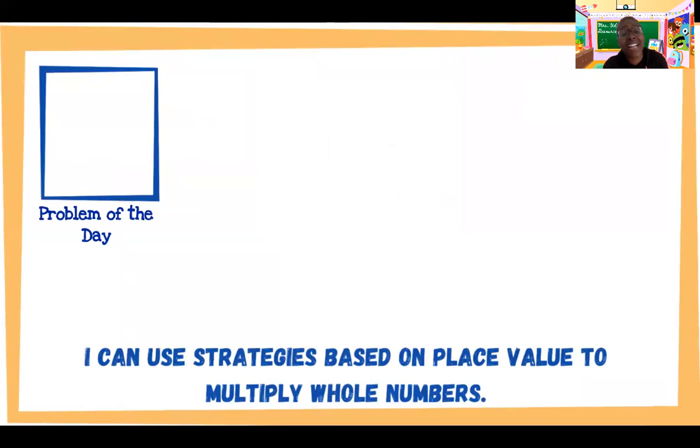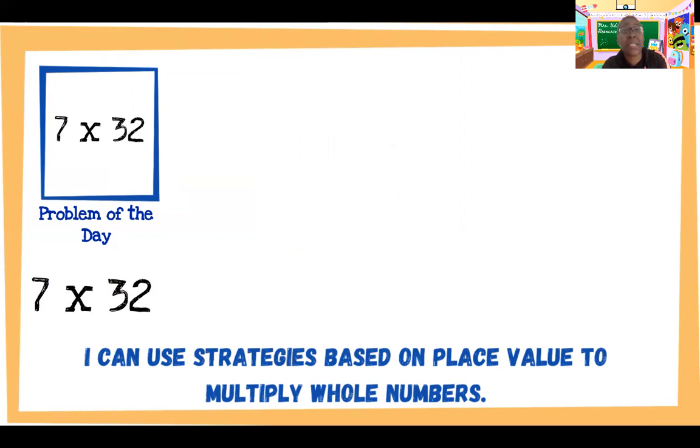All right, senior scholars, here's your problem. Remember, this week we're using the area model to multiply numbers. Today and yesterday, we're multiplying a double digit by a single digit. Tomorrow, we're going to multiply some double digit numbers by other double digit numbers. So today, we're looking at 7 times 32. So that is our problem.